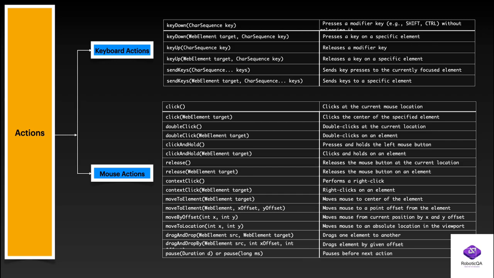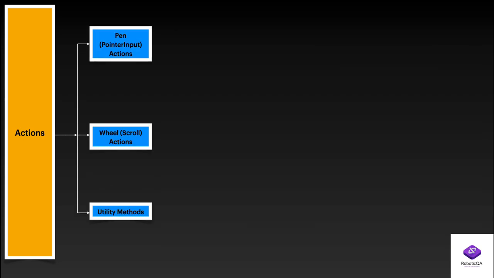In mouse actions we have click with a web element parameter, doubleClick, then again doubleClick which also takes the web element, clickAndHold, release. Then we have contextClick. We will see everything in detail, like what is meant by context click, what is a normal click. Then we have moveTo, moveByOffset, moveToLocation, dragAndDrop, and pause also. Apart from that we have pen actions.